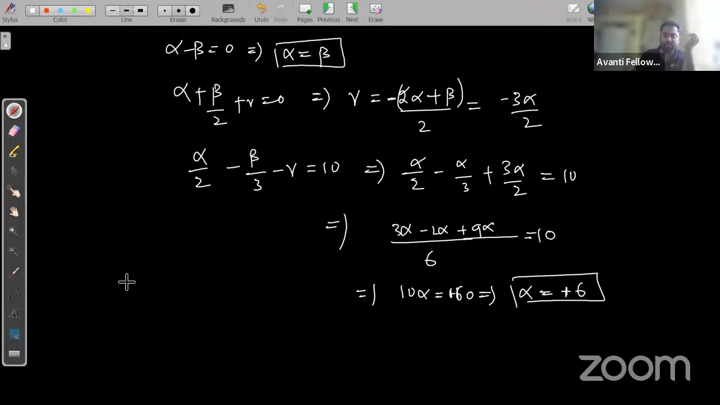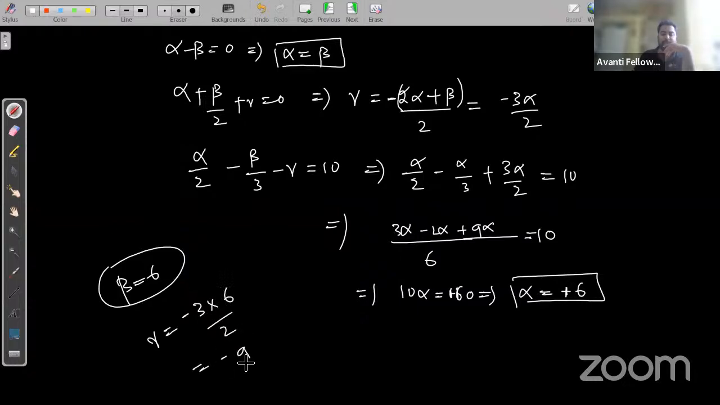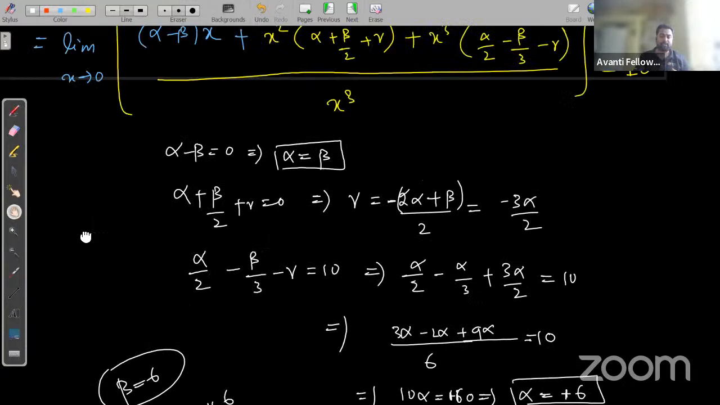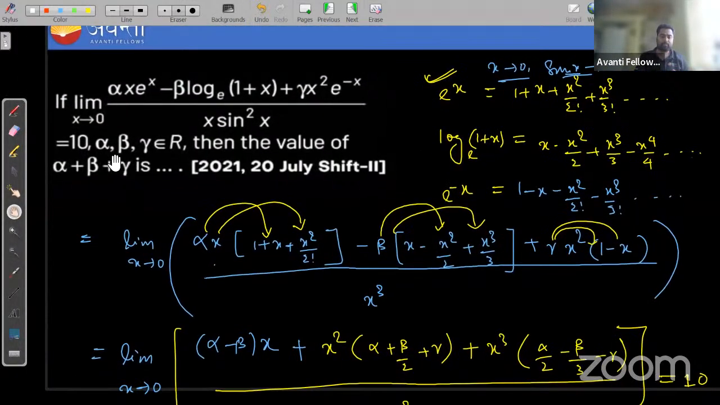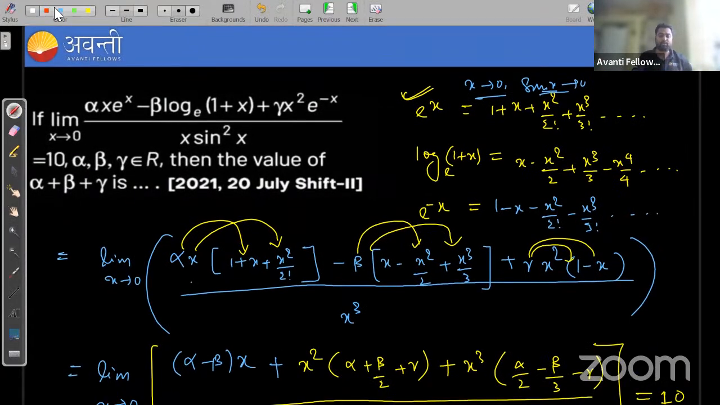So if alpha is equal to 6, then beta is also 6. So if alpha is equal to 6, beta is equal to 6, then gamma is equal to minus 3 into 6 by 2, that is minus 9. So what is the value of alpha plus beta plus gamma you are getting? That is 6 plus 6 minus 9, that is 3. So the correct answer is 3. Remember, this is a numerical question asked in the 2021 JEE Mains. Answer is 3, so alpha plus beta plus gamma is equal to 3.